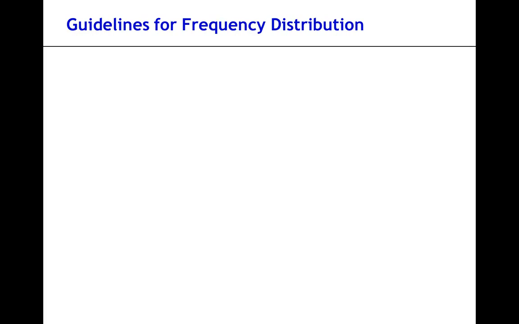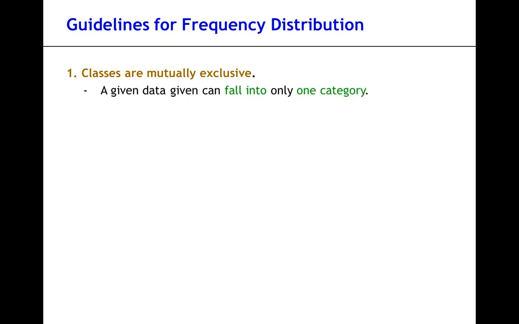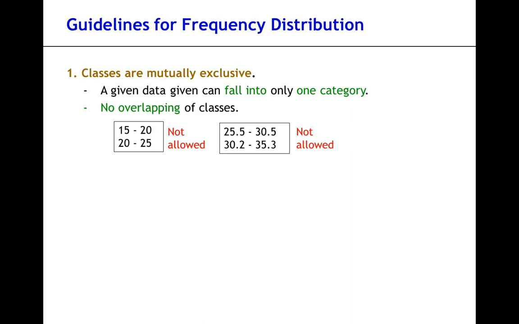Some guidelines for frequency distribution are that, 1. Classes are mutually exclusive. A given data can fall into only one category, and there should not be any overlapping of classes. So we cannot have a class of 15 to 20 and a class of 20 to 25 at the same time, since there's an overlapping number of 20 that falls into two different classes. This other case is also not allowed, since there is an overlap between 30.2 and 30.5.